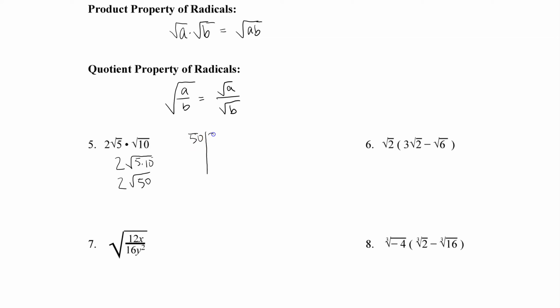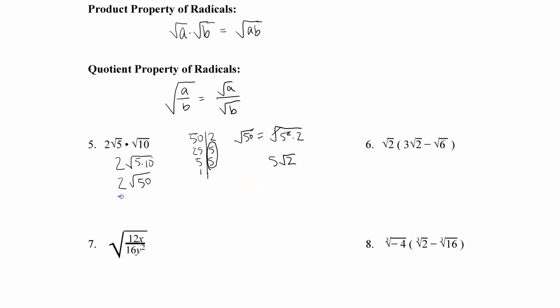and we simplify it. So I want to look at 2 goes into 50 25 times, 5 goes into 25 5 times, and 5 goes into 5 once. Since we're dealing with square roots, we're circling pairs, so I circle a pair of 5s. So the square root of 50 is equal to the square root of 5 squared times 2. The square root cancels the square, and we're left with 5 square root of 2.